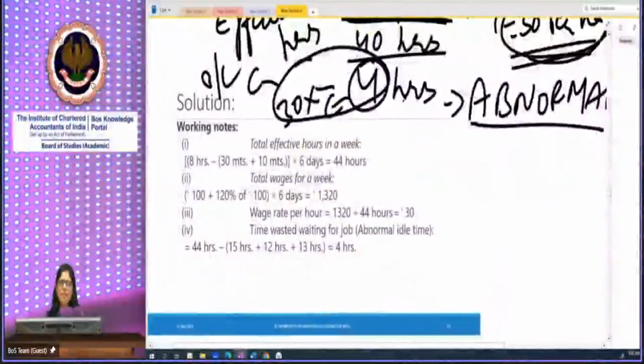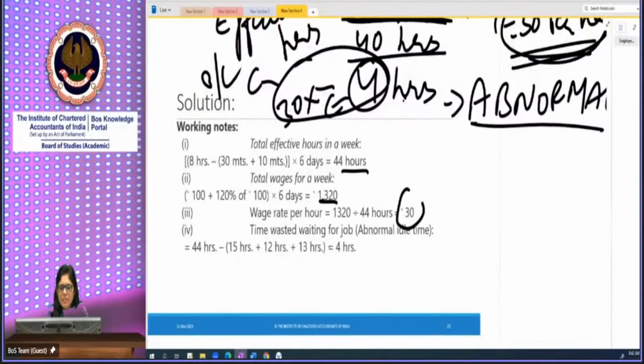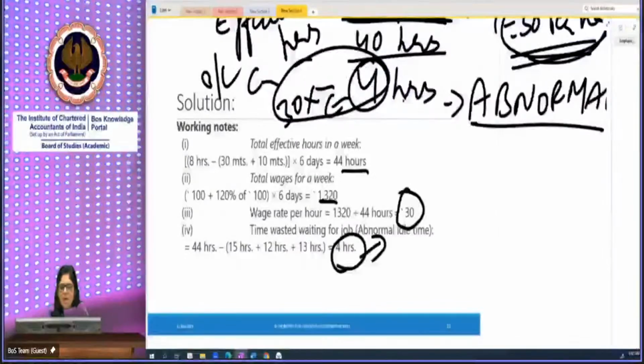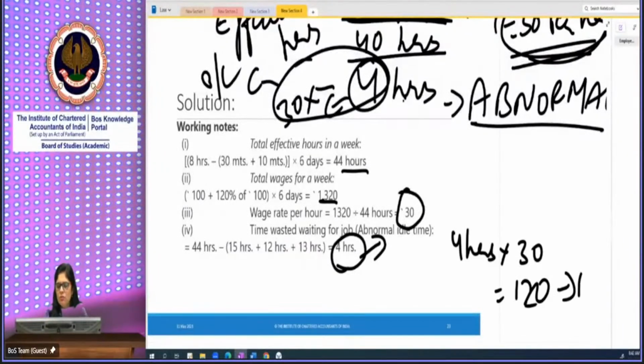Yes, so you can have a better look at the presentation. So effective hours 44 minus the idle time. Total wages 1320 for the week. So 30 is the per hour rate. And the abnormal time is 4 hours. And 4 hours abnormal time we multiply by 30. So 120 will go to profit or loss account. This is abnormal cost. Abnormal cost will go to profit or loss account. Clear? So this is how it is done.